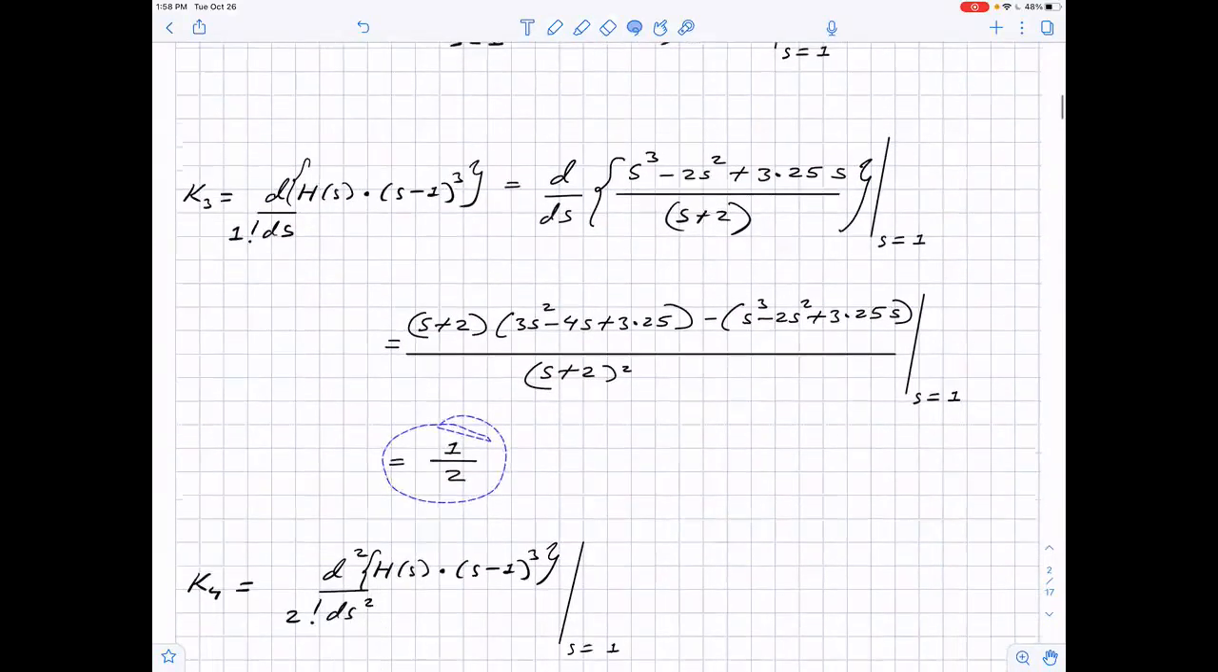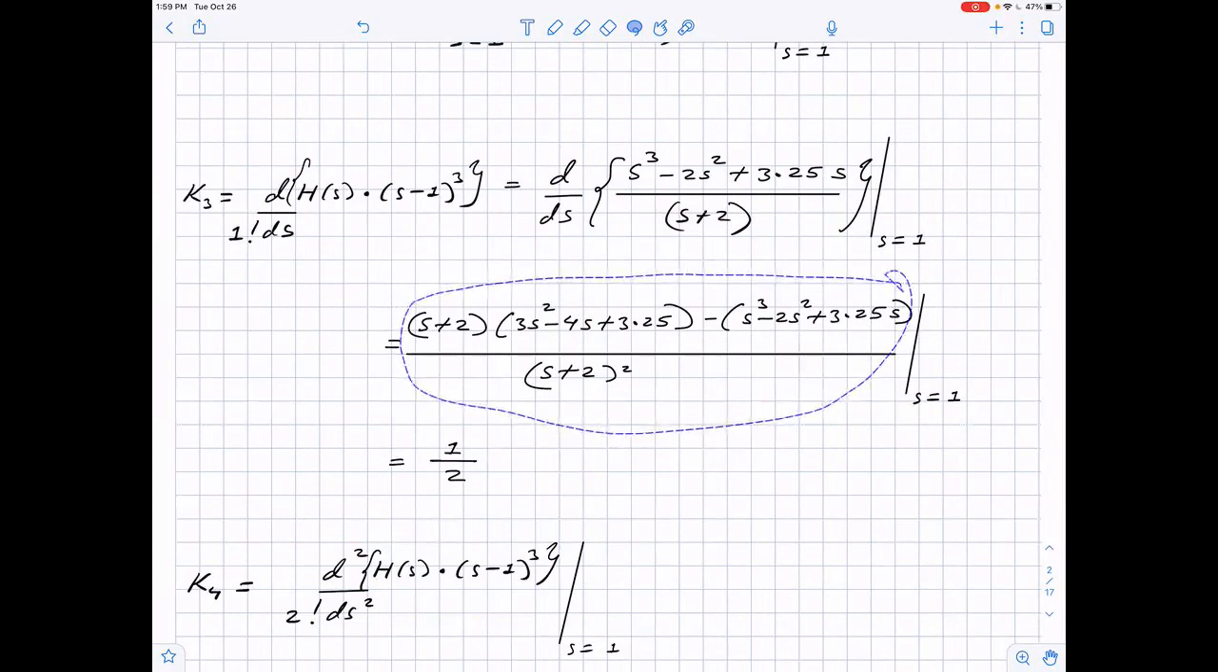Okay, now k4. For k4, again, we start with this term, but we have to differentiate with respect to s twice. And then since the order of the derivative is 2, we divide by 2 factorial. Differentiating this twice means taking the first derivative, which we already have, right? And then differentiate the first order derivative again with respect to s.